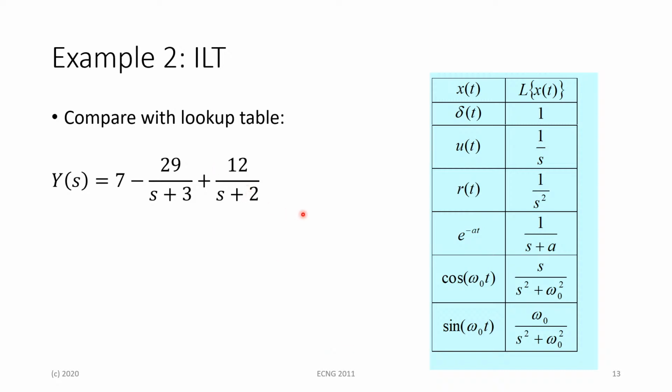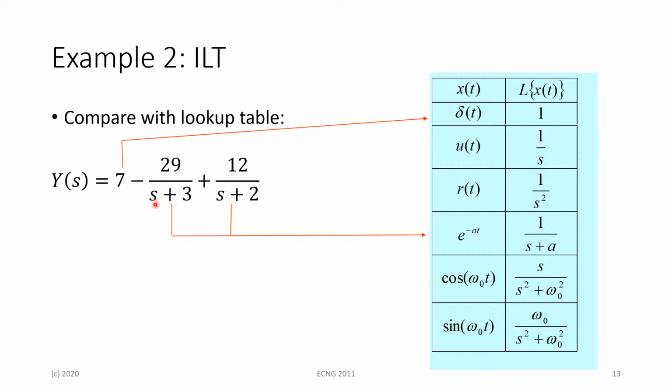So if we compare this with the lookup table, we basically see here that our 7, which is a constant, will just map to delta of t, and it will just be 7. Our s plus 3 component and the s plus 2 component basically map to the e to the minus at components. Whereas the constants here, being 29 and 12, they just basically transfer over accordingly with respect to the transform. So any constants with the Laplace transform basically remain the same accordingly.